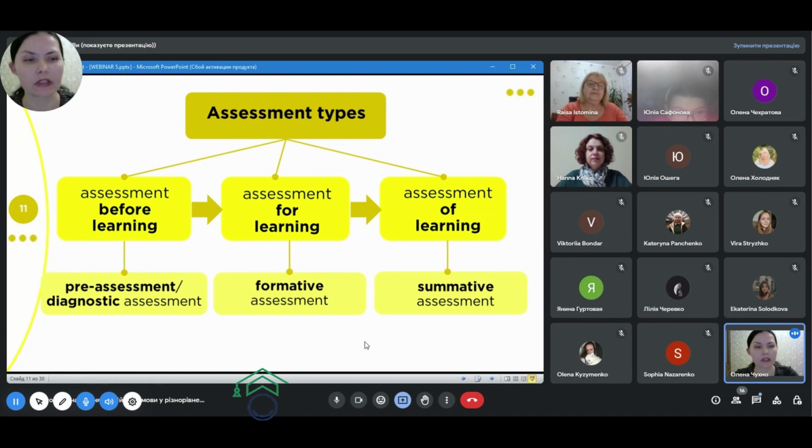It can be assessment before learning. We also call that pre-assessment or diagnostic assessment. We use assessment for learning, maybe even at every single lesson. It is called formative assessment. And we use assessment of learning. It is called summative assessment, which is conducted at the end of the module, at the end of the term, at the end of the course. So we're going to consider each of these types one by one.